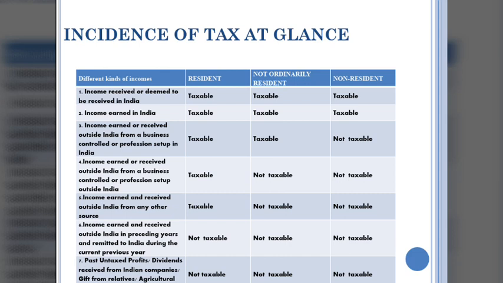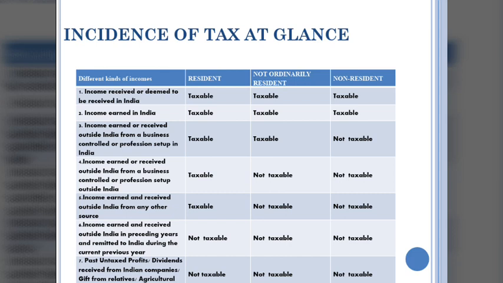And the last one is the past untaxed profits, dividends received from Indian companies, gift from relatives, agricultural income in India. These are the exempted incomes. So these exempted incomes are not taxable to any category of the residents, that is resident, not ordinary resident, and non-resident. So this is the rule regarding the scope of total income computation.